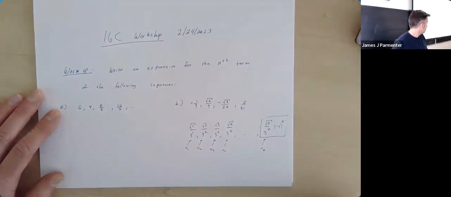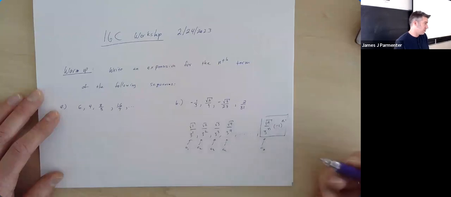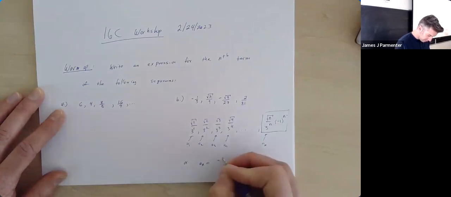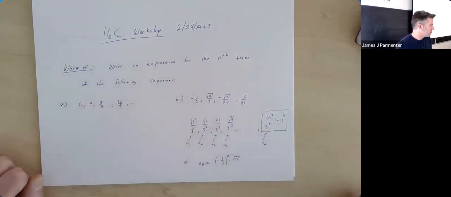I will also mention, because sometimes people combine it, if I have a -1 to the n and a 3 to the n, I can write that as one fraction. I could write a sub n equal to (-1/3) to the n times the square root of n, if you wanted to.